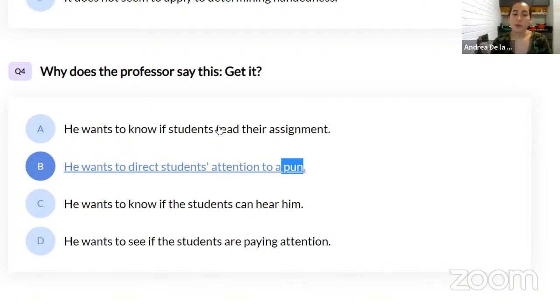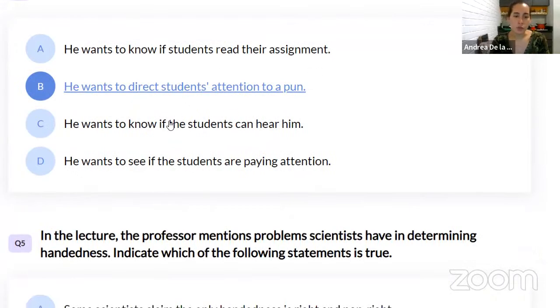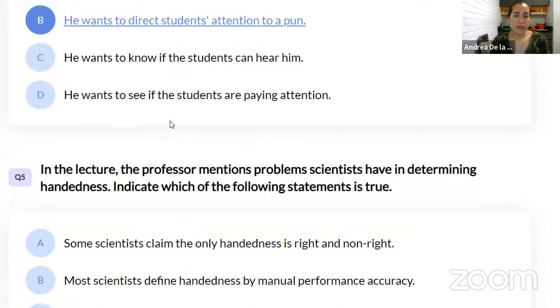Because the professor is playing with the word left. It's using the same word but in different contexts, right? With different meanings. So he's exploiting the fact that the word left has 2 different meanings. So left, as in right and left, and left out, right? As they are excluded. So lefties have been made feel like they are left out. That's a part. And he says get it because he wants to see if the students got the joke, right, or not. He wants to direct students' attention to that joke he did. Is that okay?